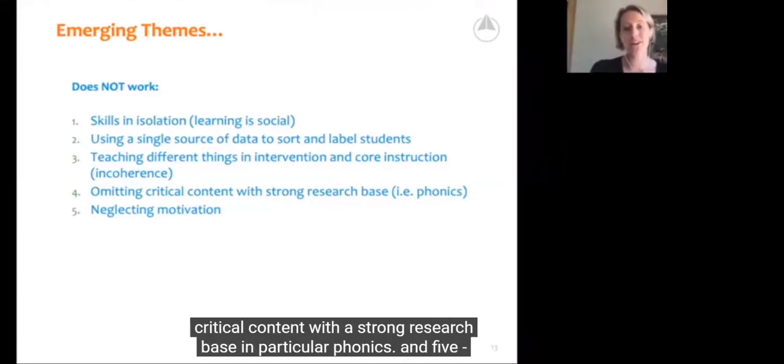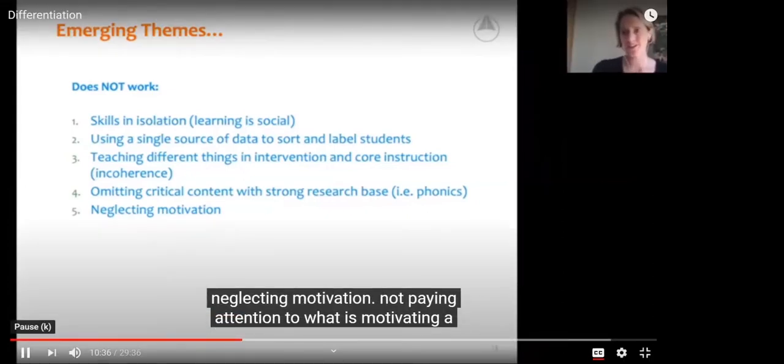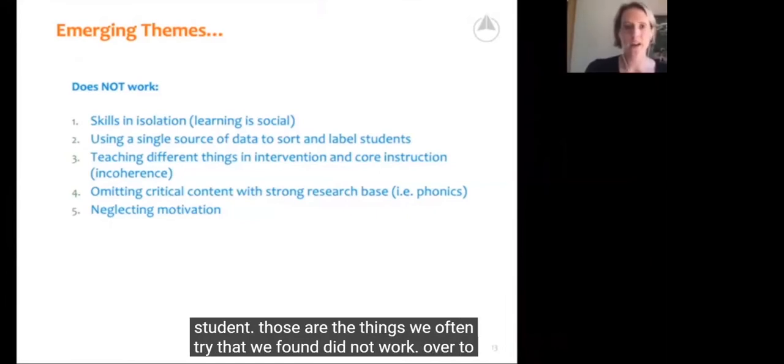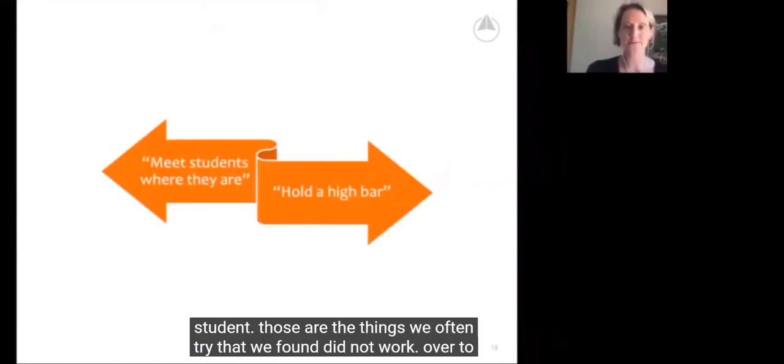Four, omitting critical content with a strong research base, in particular phonics. And five, neglecting motivation, not paying attention to what is motivating a student. Those are the things we often try that we found did not work.